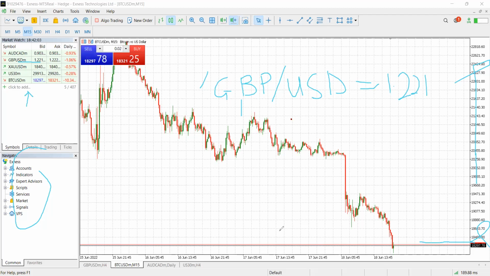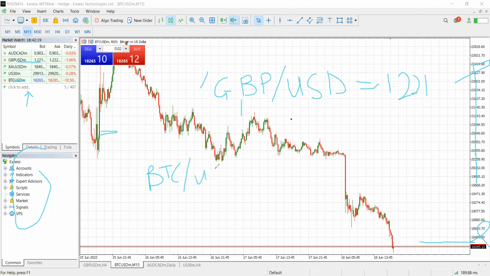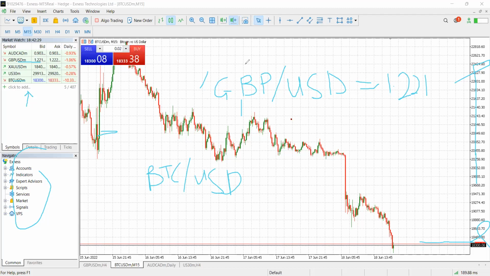What we are looking at right now is BTC USD. Now, for BTC USD, which is this over here, all that it's saying is that for you to get one BTC, you need what?